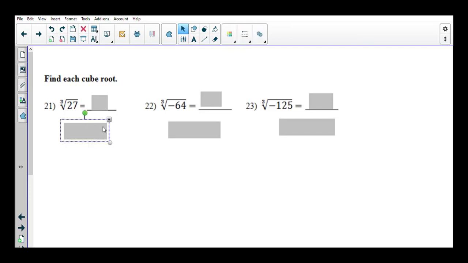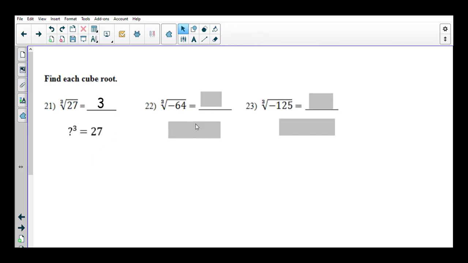I'm trying to think of what number to the 3rd power gets me 27. 27 is a perfect cube, so I made it easy. If you memorize that sheet at the very beginning of the guided notes, the first page, it makes it pretty easy for you. So I know 1 times 1 times 1 gives me 1, 2 times 2 times 2 is 8, 3 times 3 times 3 is 27. So what does that tell me? It tells me that the cube root of 27 is 3, because 3 to the 3rd power is 27.